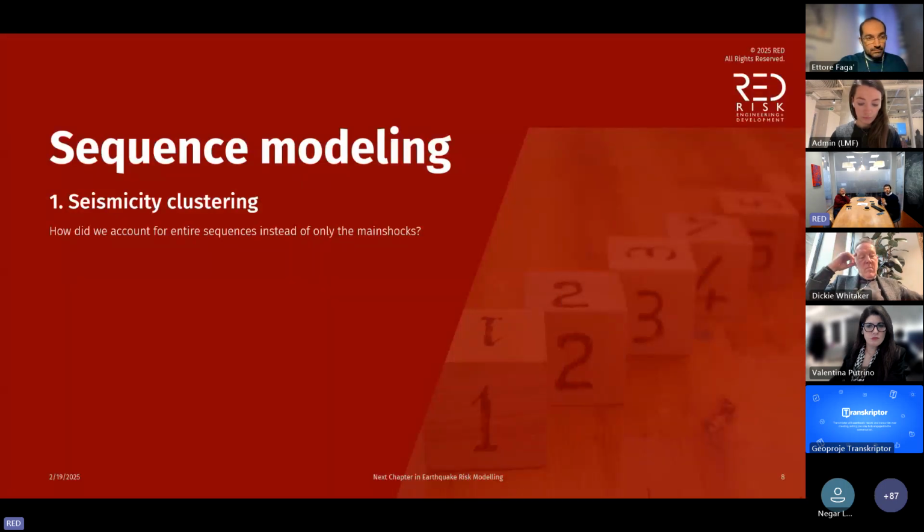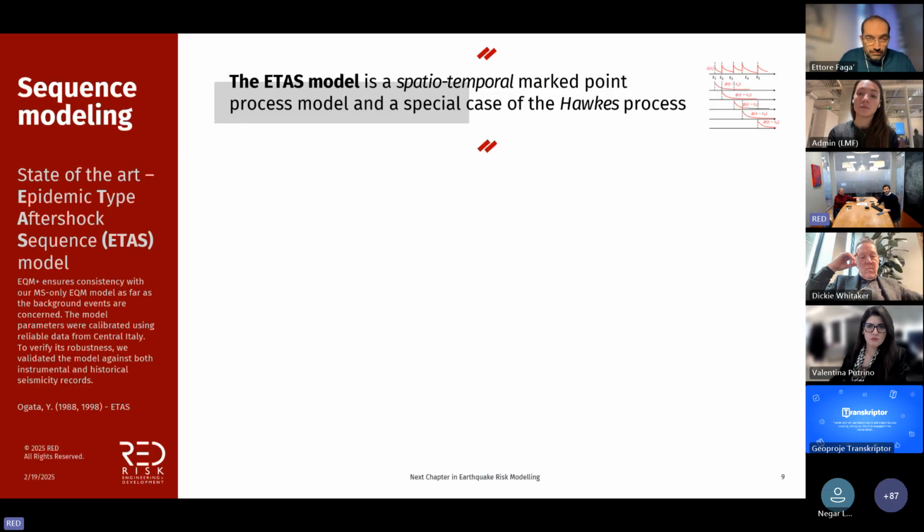Okay, that was long. So I hope I set the stage to now shift gear to talk about how we went about modeling EQM Plus, starting with the seismicity clustering aspect. Now, we are using one of the most popular, well-regarded and established approaches to modeling clustered seismicity called the epidemic type aftershock sequence model, ETAS for short, based on the seminal work of Ogata. Now, the statement says the ETAS model is a spatial-temporal marked point process and a special case of the Hawkes process. Bear with me, you'll hopefully have a better understanding by the end of this slide on how it works.